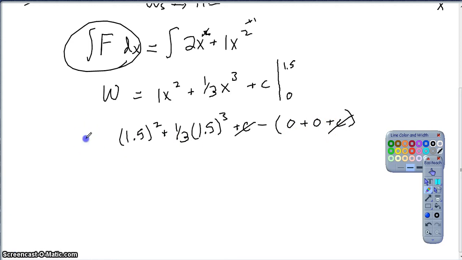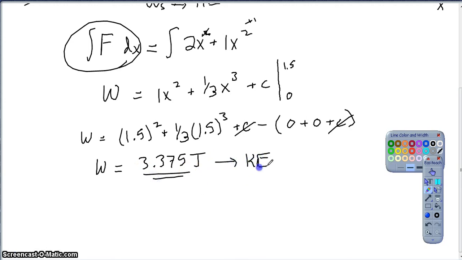I just need to find out the work done, which would just be the change of work here, which would just be 1.5 squared plus 1/3 times 1.5 to the third power. So my work then ends up being about 3.375 joules of energy. And again, the big concept I need to be comfortable with is the amount of work done by the spring. So this 3.375 transfers to the kinetic energy of the block, right? Because we're reaching equilibrium position, we know that that energy has transferred to the kinetic energy of the block.